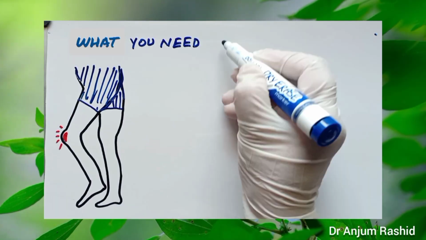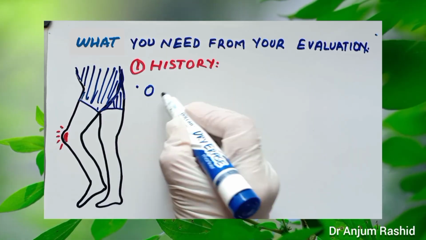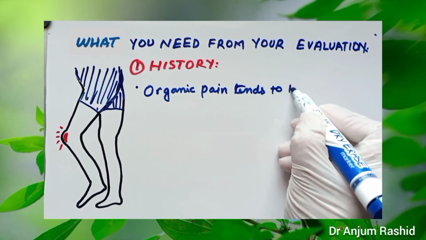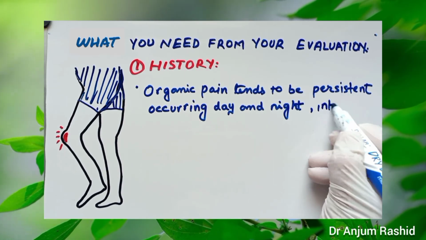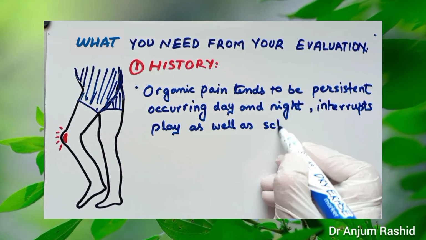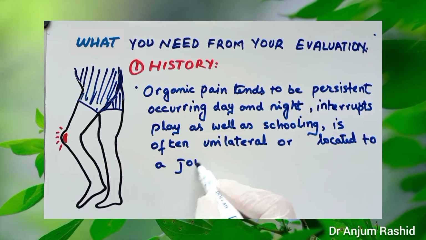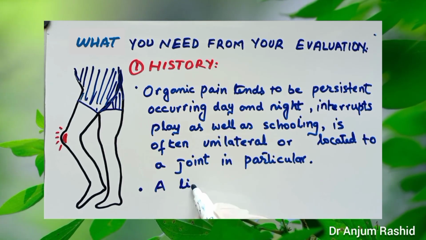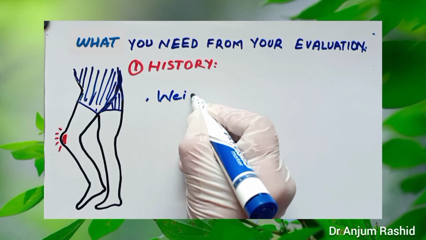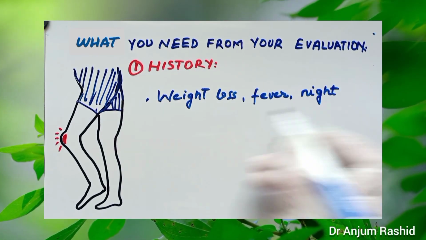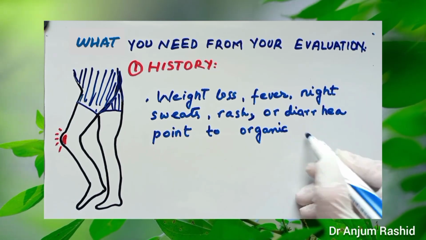Now, what you should do in the evaluation of the child with limp or leg pain. First, from history. Organic pain tends to be persistent, occurring day and night, and this organic pain interrupts play as well as schooling, and it is often unilateral or localized to a particular joint. In organic pain, limp or refusal to walk is significant. Now, in history, weight loss, fever, night sweats, rash, or diarrhea point to organic causes.